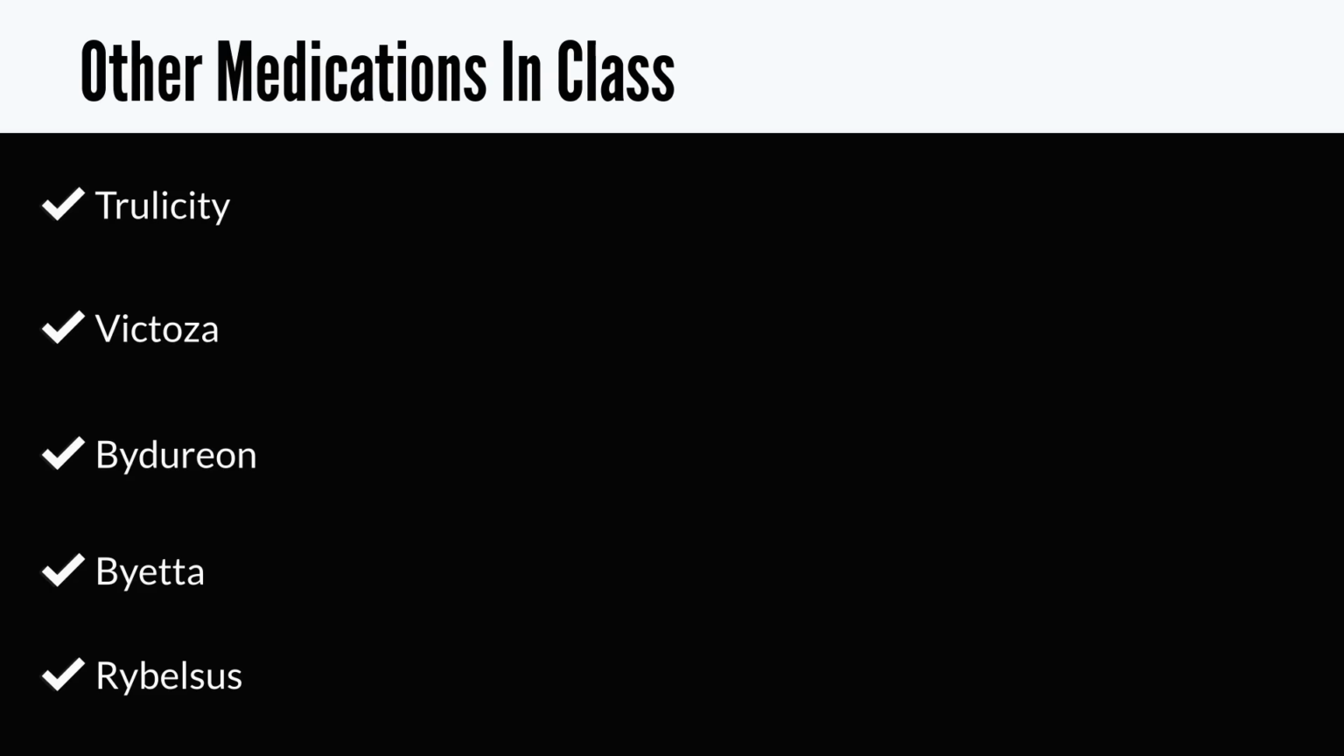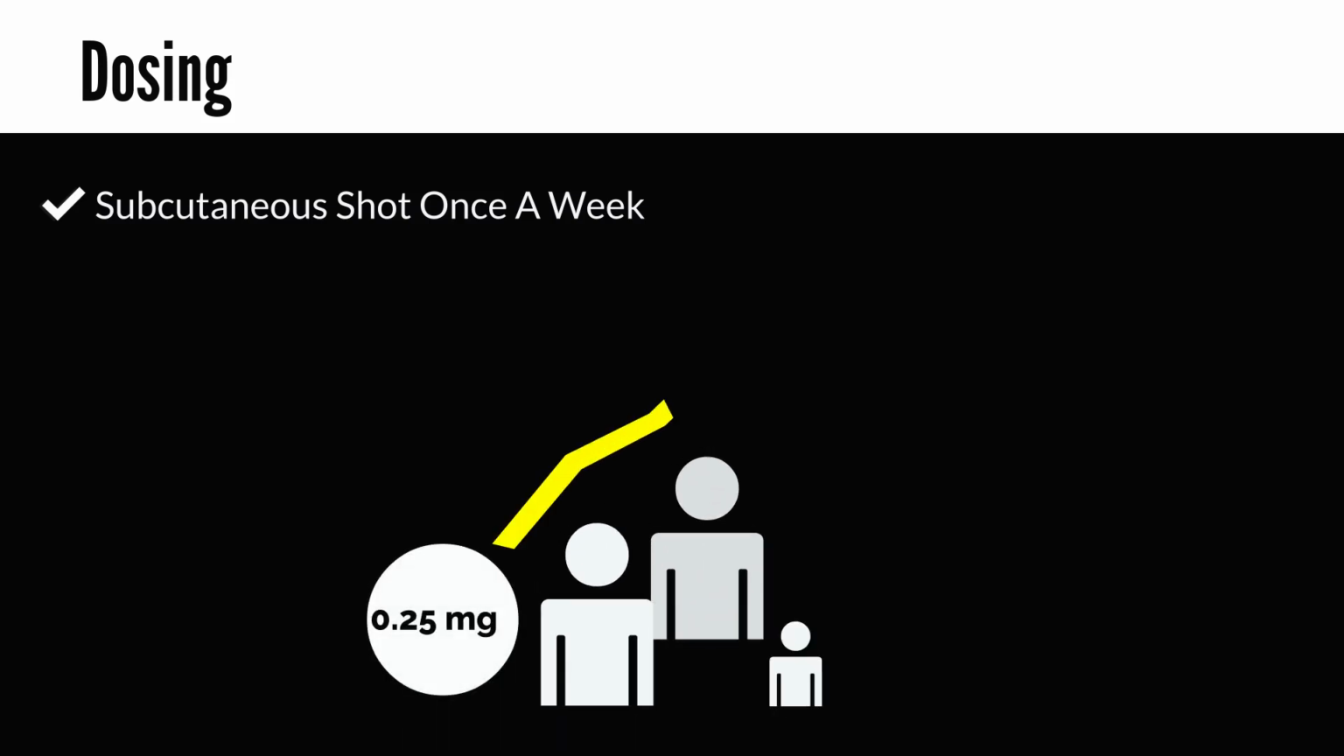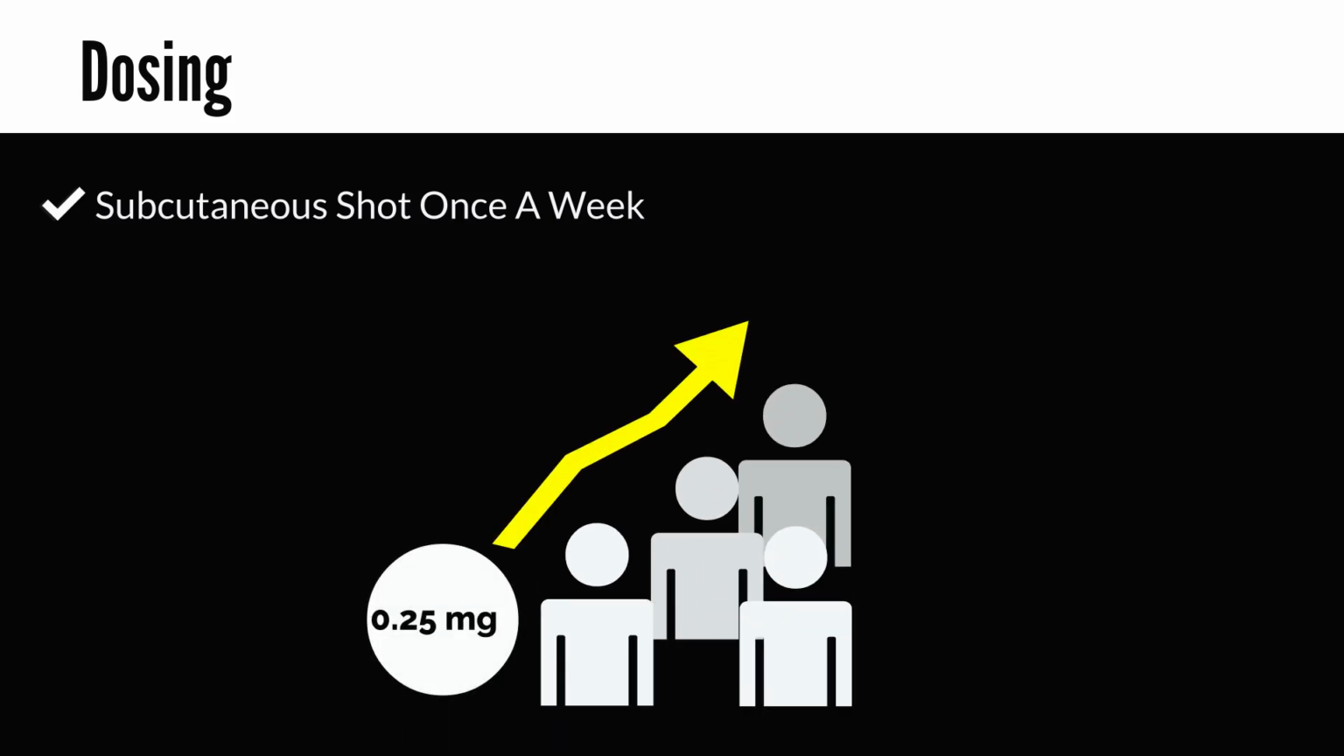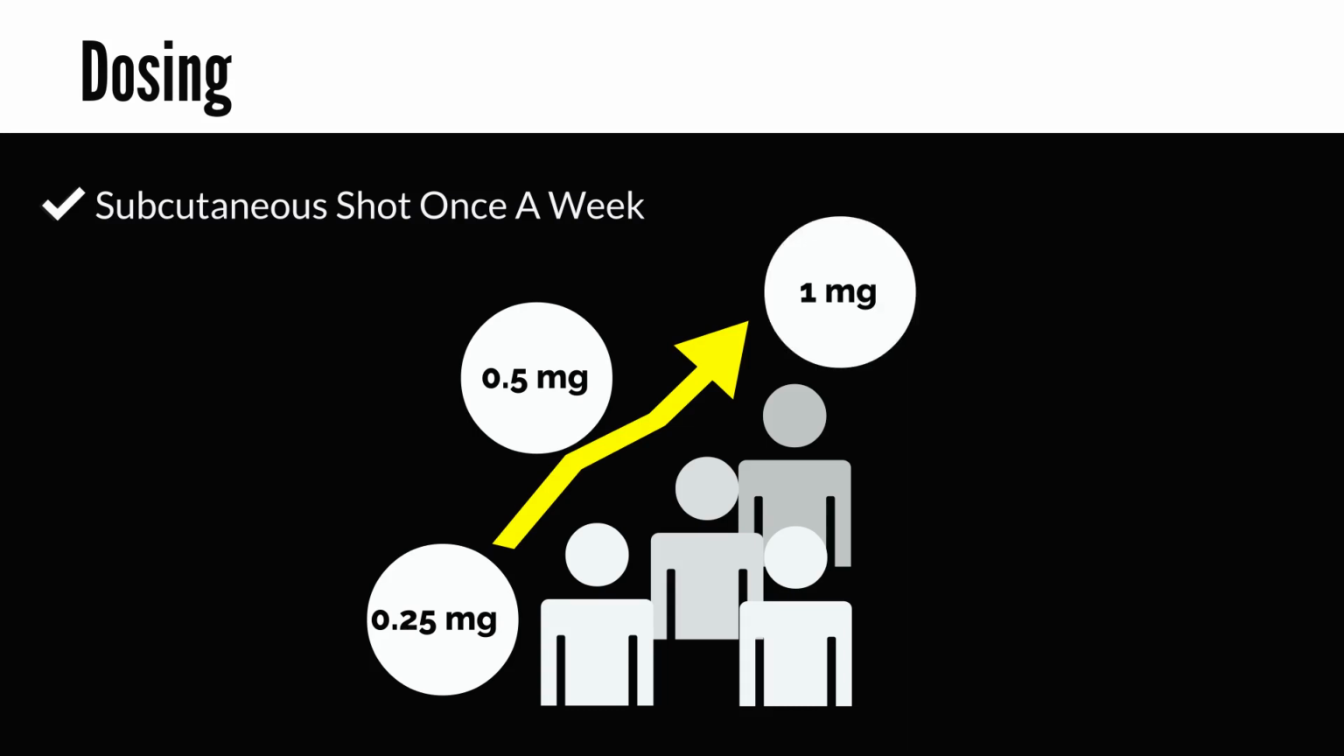With respect to dosing, it is typically given as a subcutaneous shot once a week. You normally see people start from 0.25 milligrams once weekly and then work their way up to 0.5 milligrams, up to, if necessary, 1 milligram subcutaneously once a week.